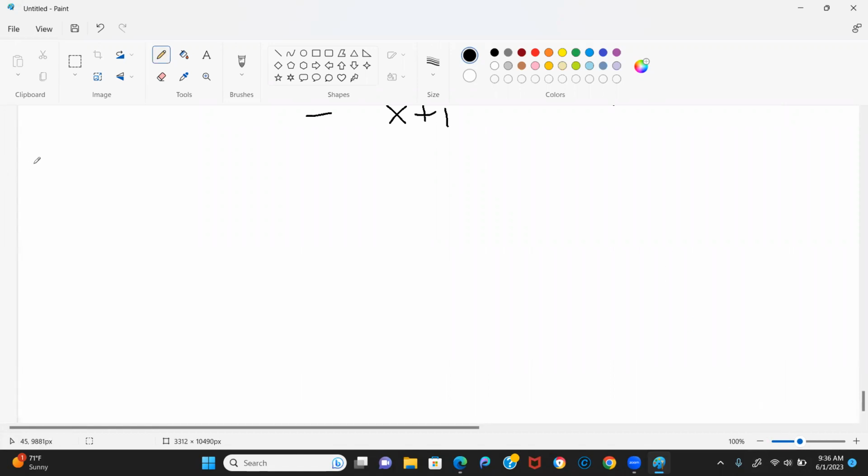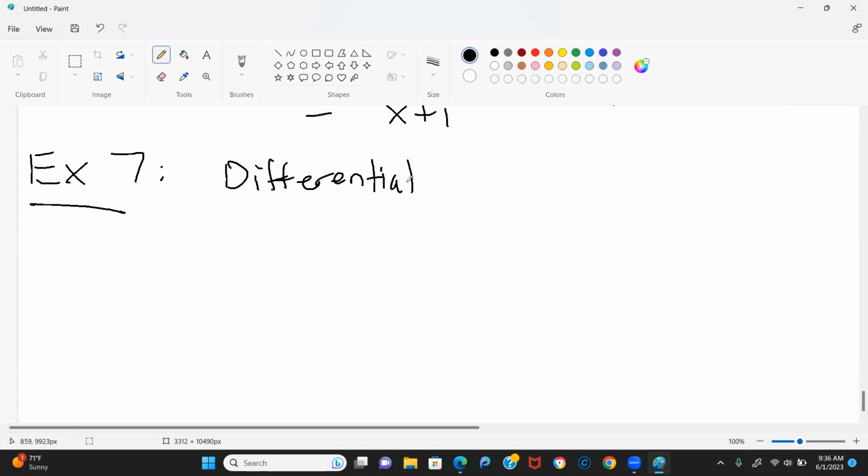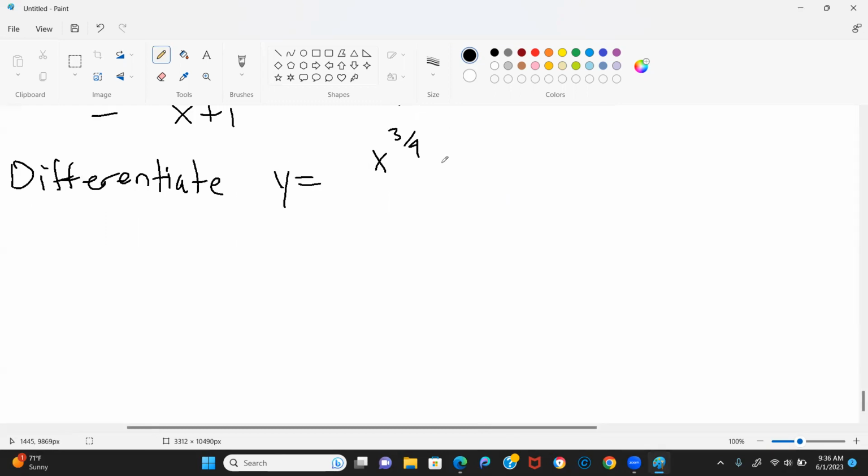So this is example 7. This is on logarithmic differentiation. We're still in the same section though. So here's the task. We want to differentiate y equals x to the 3/4 times the square root of (x squared plus 1), divided by (3x plus 2) to the fifth power.